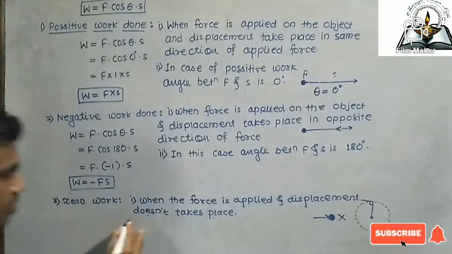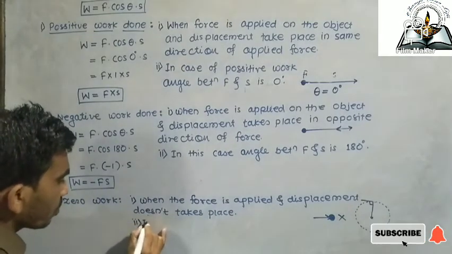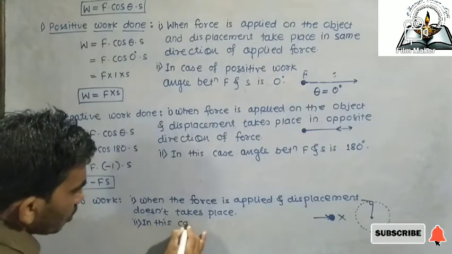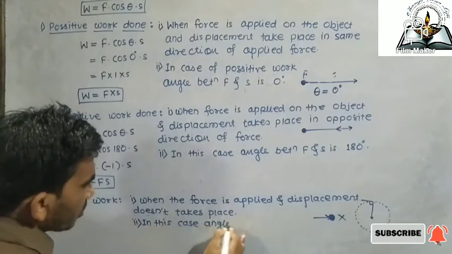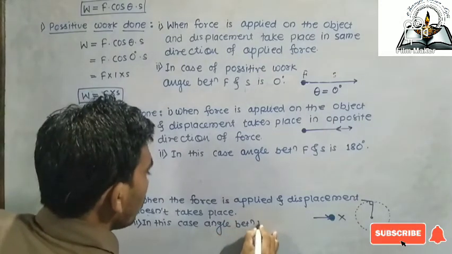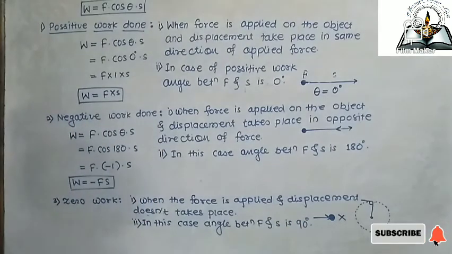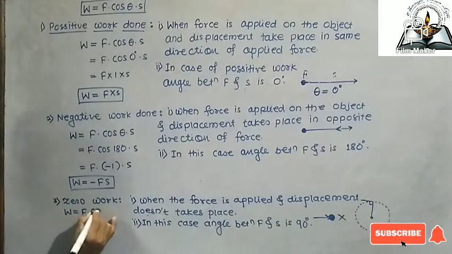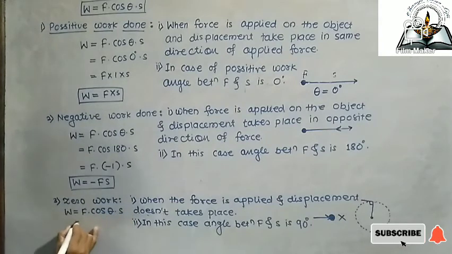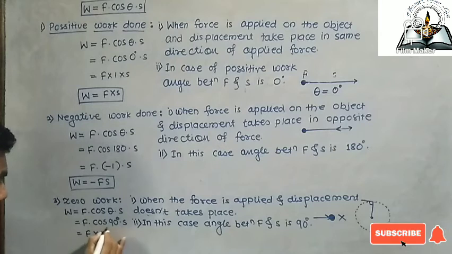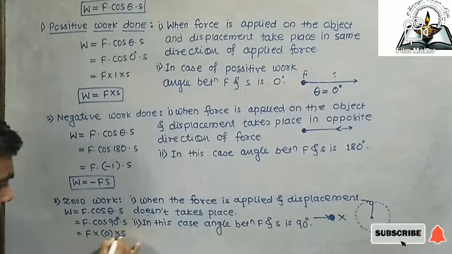So in this case the angle between force and displacement is 90 degree. We can explain with the help of the formula, W is equal to F into cos theta into S. So F into cos 90 degree into S. Cos 90 is 0. So W is equal to completely 0.